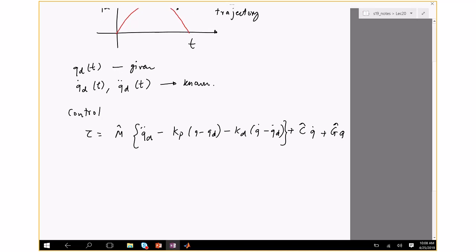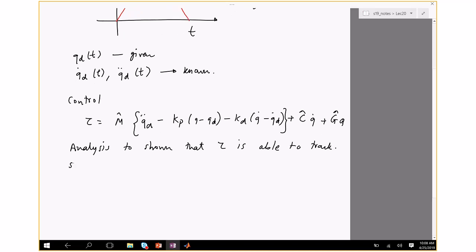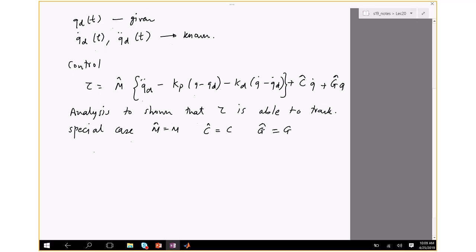Okay, so why is this true? This is an analysis to show that tau is able to track, and we'll do it only for the special case where we have a perfect estimate of the mass matrix, the Coriolis terms, and the gravitational terms. So now we'll put this into the equation of the manipulator.